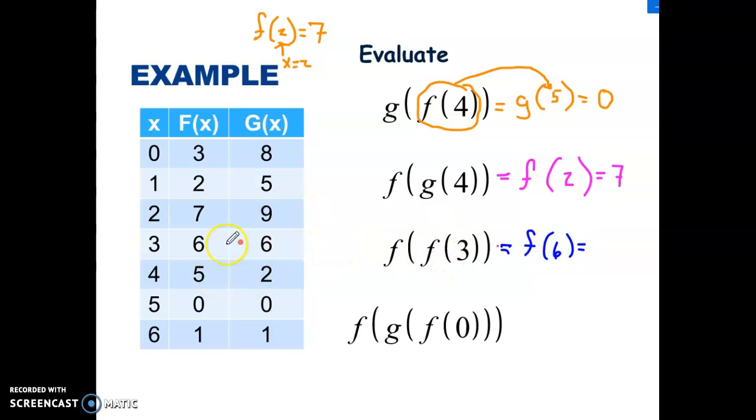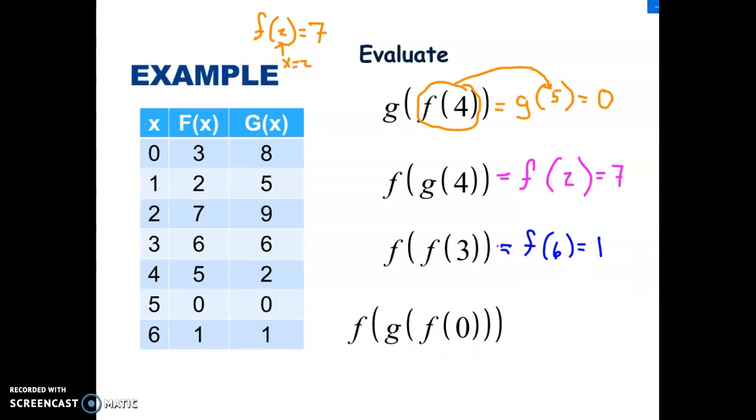And so then I go back to my table here, and I see my x value of 6, my new input. And then I find out what my output is. It's 1. So what I did here is I started with an input of 3, got an output of 6, and now used that output as the new input for the f function, and I got a last result, the final answer of 1. Okay, so this one here, this bottom example, has got 3 of them together.